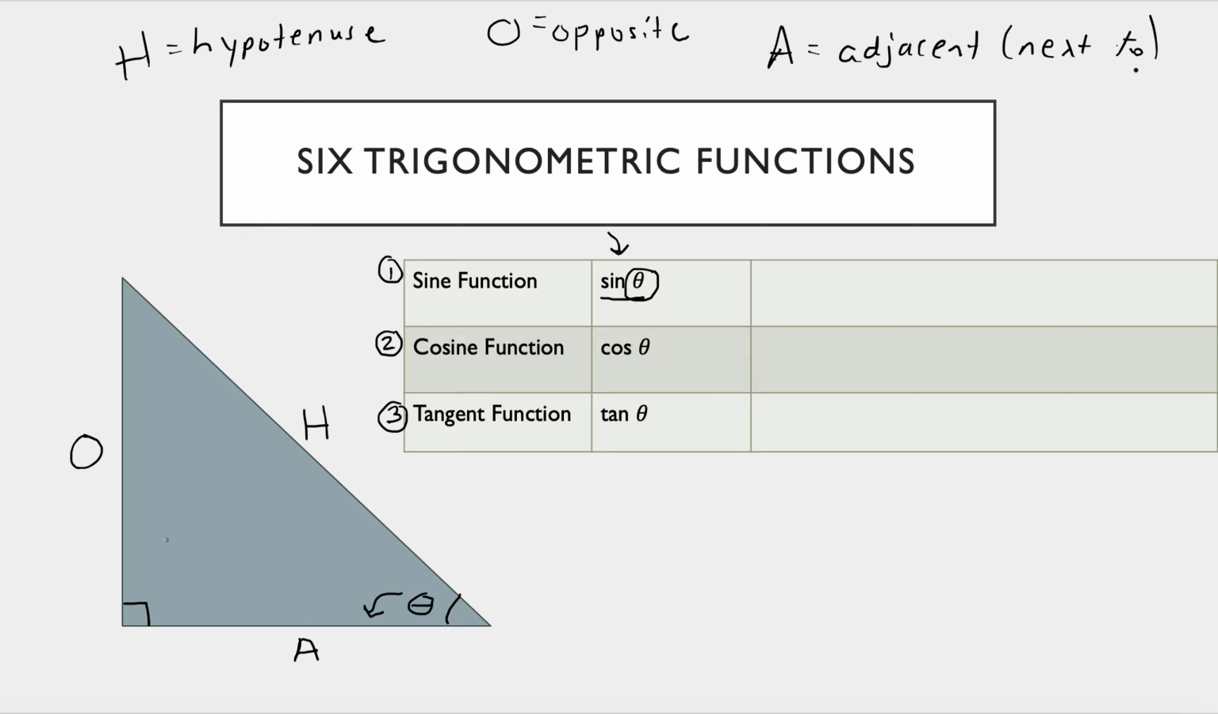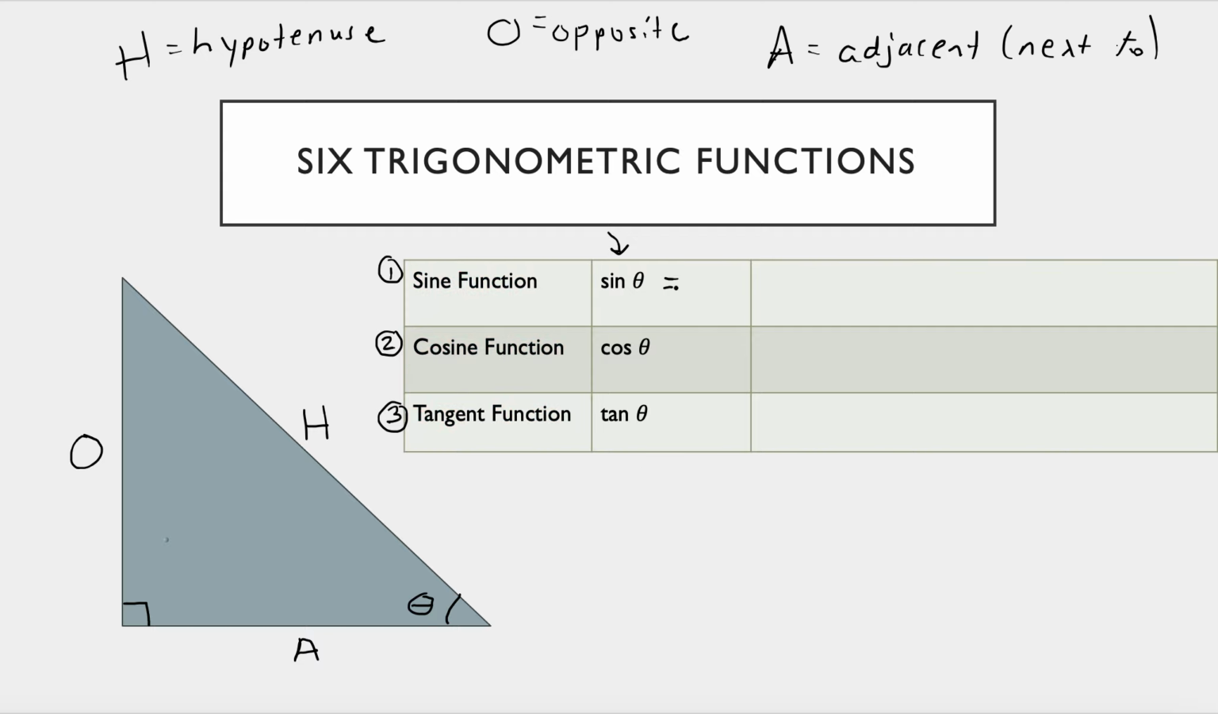Okay, so now I'm going to go back to my functions, and I am going to define these functions based on these three sides. All right, so for the sine function, we are going to use a fraction for the definition that's going to be the opposite side divided by the hypotenuse. Okay, so that's the definition of the sine function. You're going to take your triangle and you're going to use your opposite side divided by your hypotenuse, and that's going to give you your sine function.